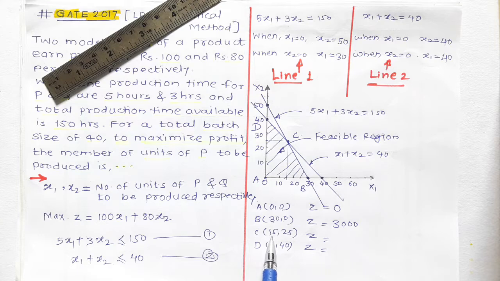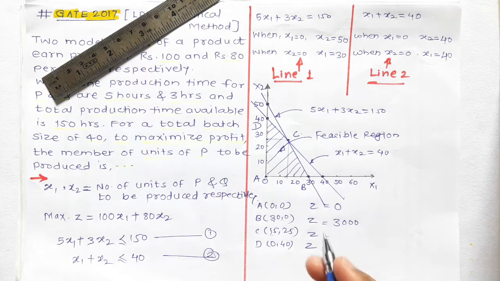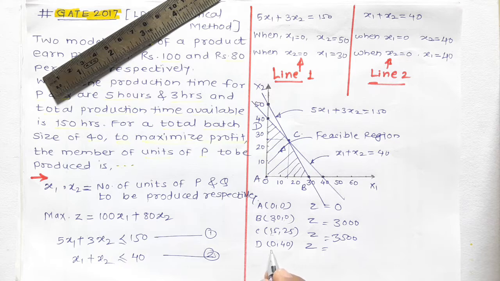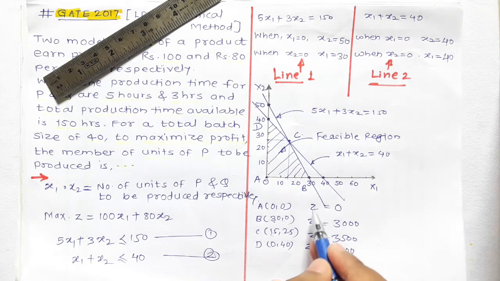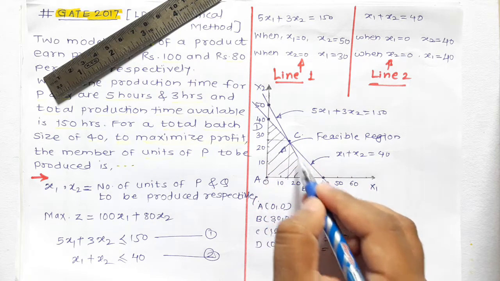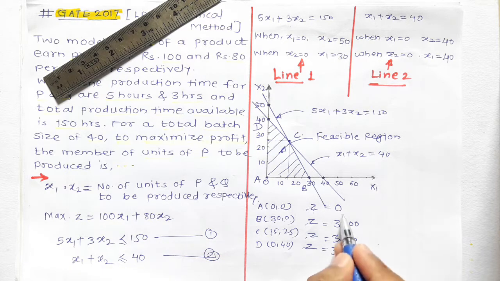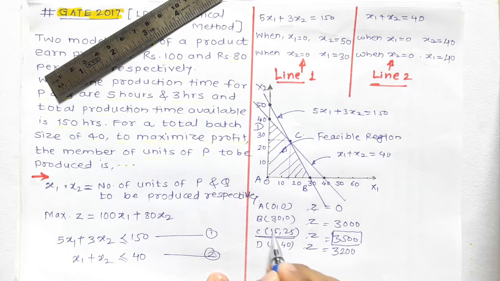When we put x1 equal to 15 and x2 equal to 25 in this objective function, we get the value 3500. Similarly, when we put x1 equal to 0 and x2 equal to 40, we get 3200. So these are the values of the objective function for all the points of this feasible region, and we have to identify the maximum value. The maximum value out of these four values is 3500, and it is at the coordinates 15, 25.